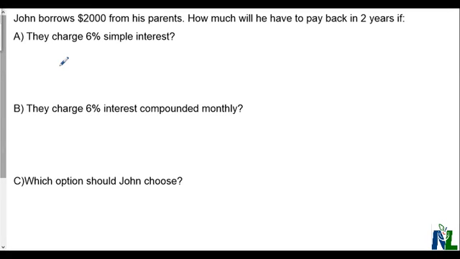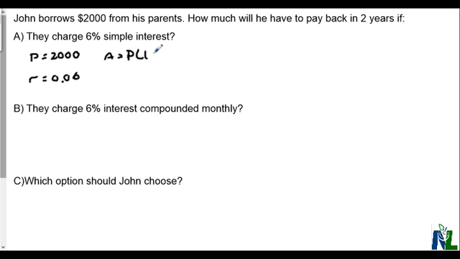In this video, we're going to be comparing simple interest to compound interest for paying back a loan of $2,000 after 2 years. So for the simple interest, again, we have John borrowing $2,000 and he has to pay it back in 2 years. So our initial amount here, the principal, is $2,000, and our interest rate is 0.06. And we'll need to use those with this formula.